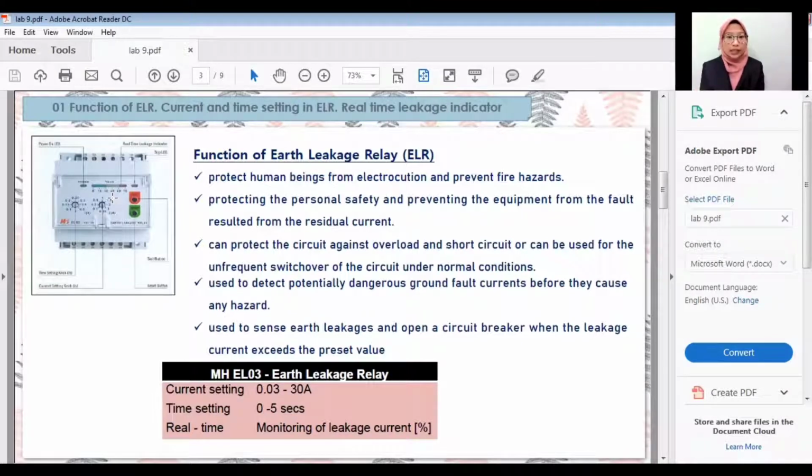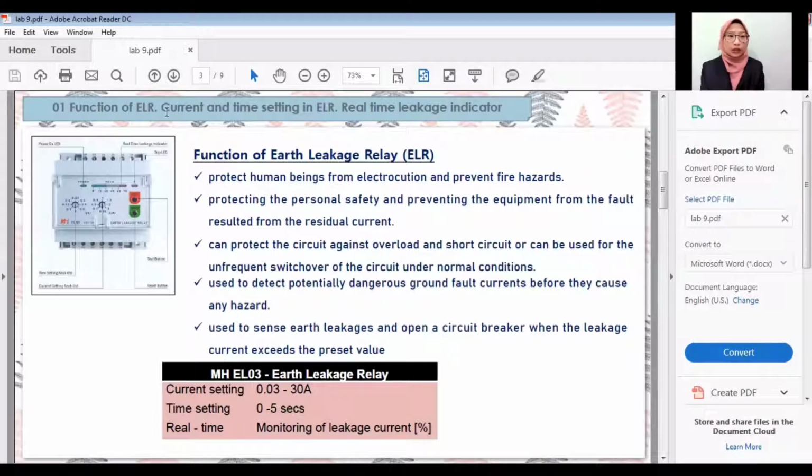So, what is the time and current setting for this earth leakage relay? Okay, so this earth leakage relay's current setting is 0.03 till 30 amp, and the time setting is between 0 till 5 seconds. What about the real-time leakage indicator? So, real-time must monitor from the percentage of leakage current.